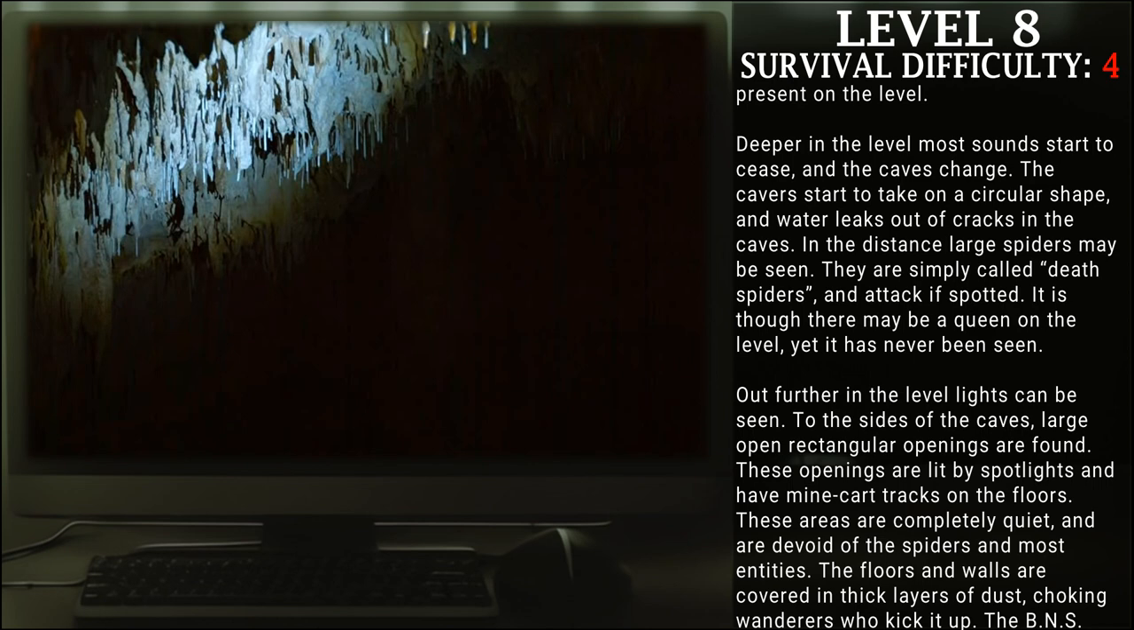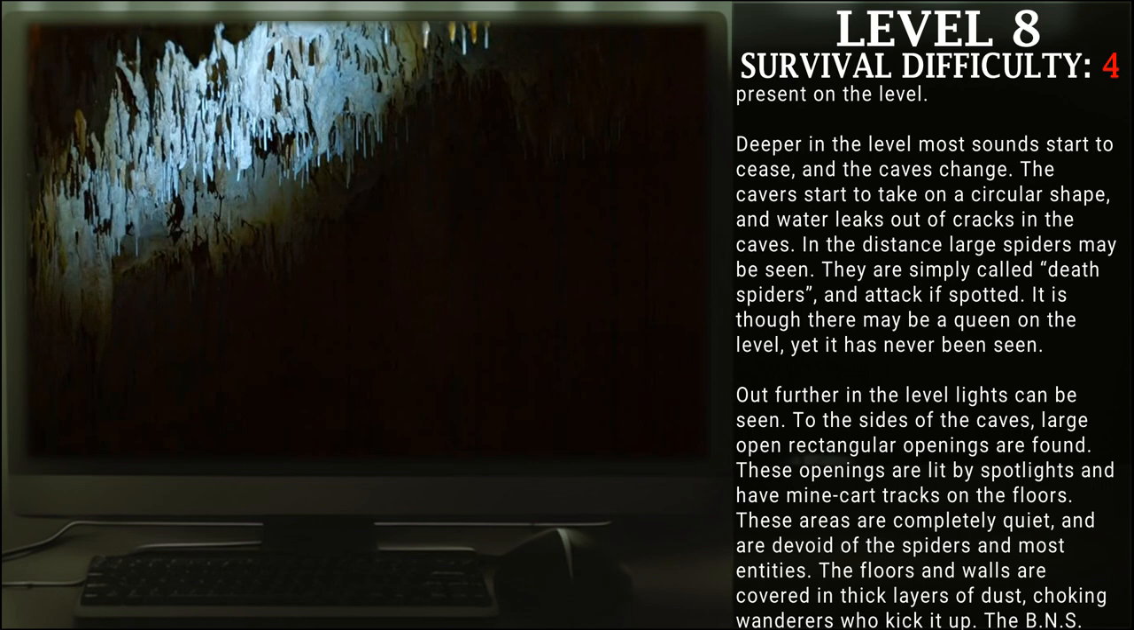Out further on the level, lights can be seen. To the sides of caves, large open rectangular openings can be found. These openings are lit by spotlights and have minecart tracks on their floors. These areas are completely quiet and are devoid of spiders and most entities.